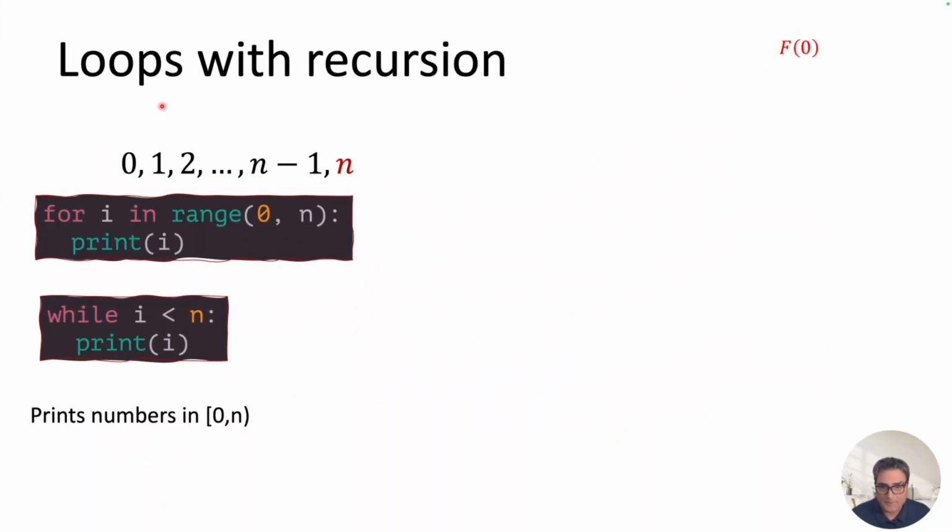Note that you can implement loops with recursion. Consider these two loops in which we print the values from 0 to n minus 1. Once i gets to the value of n, we exit these two loops. A loop like this can be implemented using recursion. We basically start from 0 and stop at n. So n can be considered a base case for our recursion. So this is like calling a function for the value of 0, then the value of 1, then the value of 2, all the way to the value of n, where we stop and return.